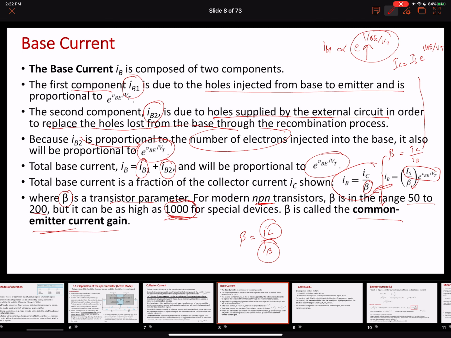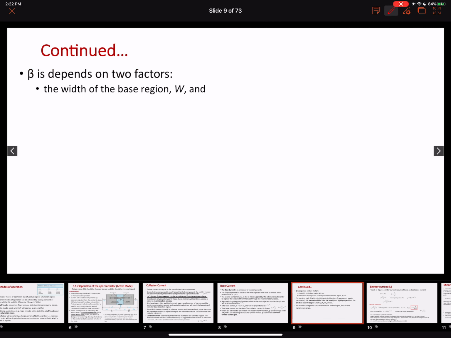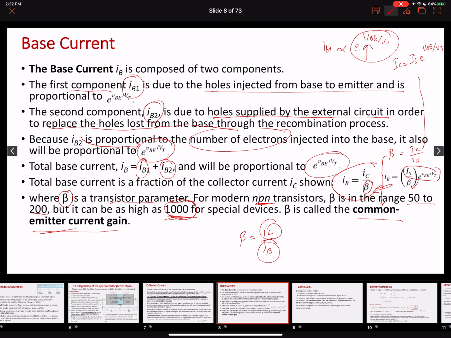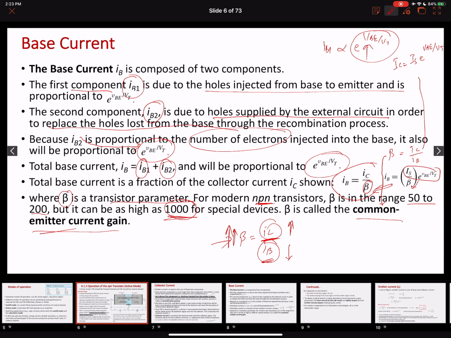Now let's look at beta slightly more. What factors does this beta depend on? If we look closely, it is a ratio of the collector current to the base current. So if we decrease the base current, the beta will increase. If we increase the collector current, the beta will increase.